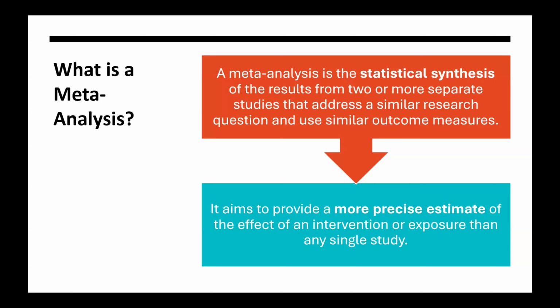So it therefore means that for you to be able to determine a statistical synthesis of a systematic review, the outcomes of the studies involved have to be such that you will be able to synthesize them together. If the outcomes are not the same, you cannot include those studies. So that is very, very important. We also need to note that it aims to provide a more concise estimate of the effect.